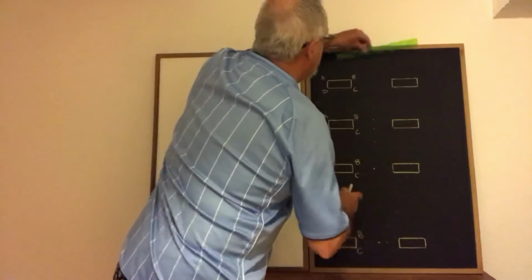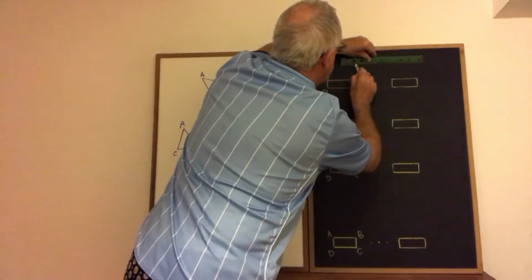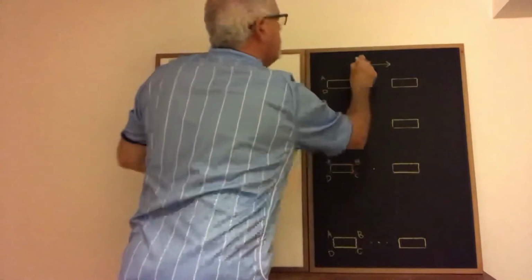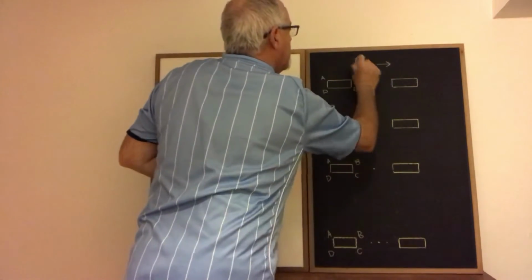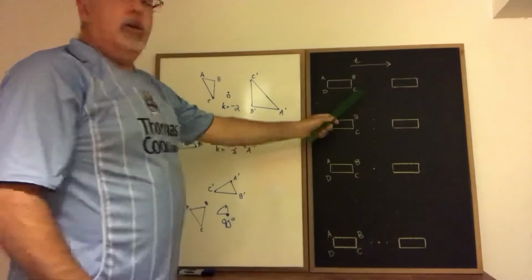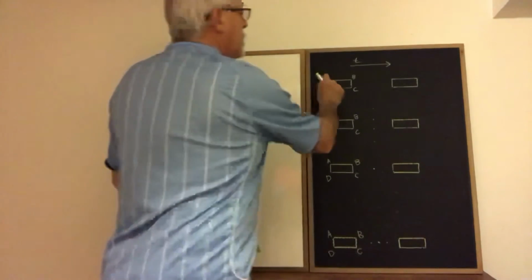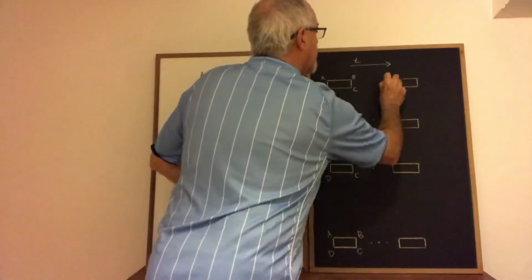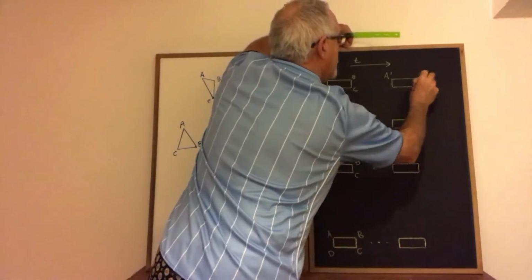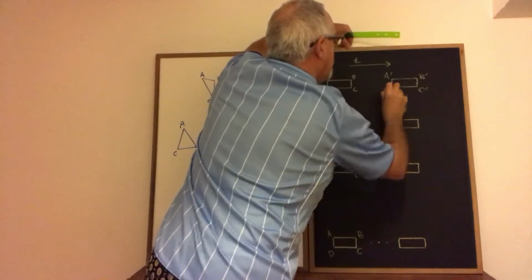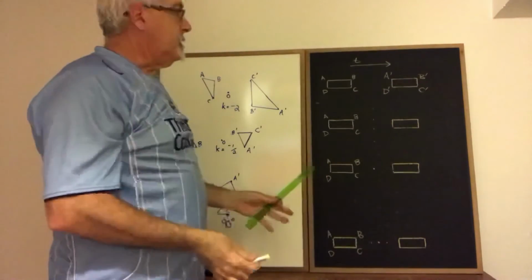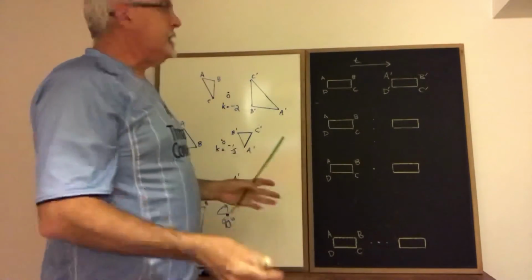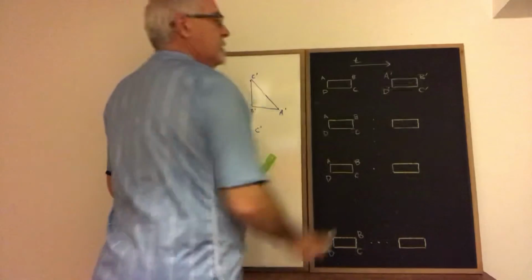It's a translation of 15 centimeters to the right. And now I have to finish labeling it. So if my original rectangle was ABCD, my copy rectangle has to be A prime, B prime, C prime, D prime, and I have to make sure that I put them in the right places. Now this makes sense. We have a translation to the right, 15 centimeters. Here's the original, there's the copy.